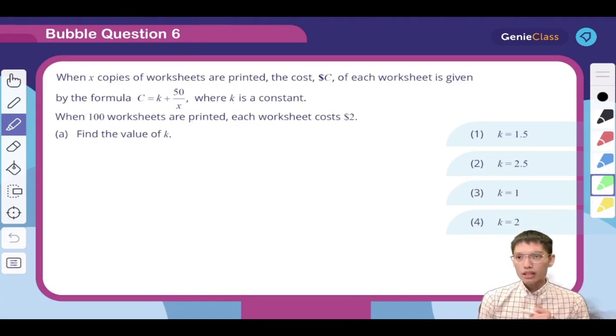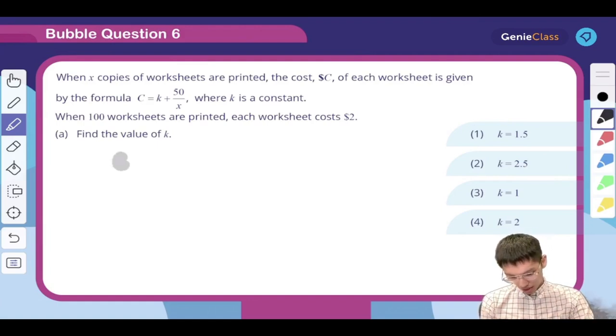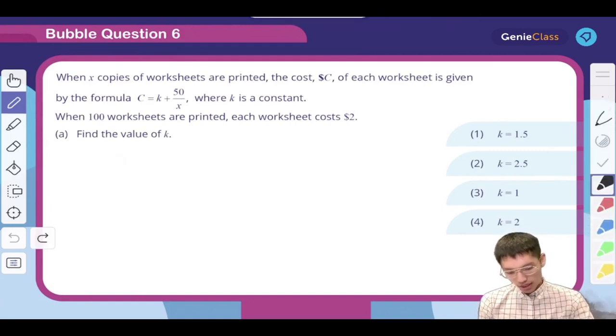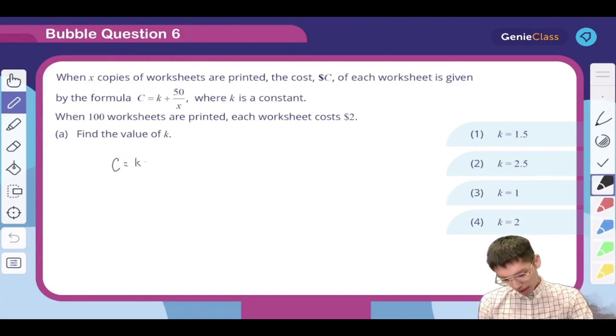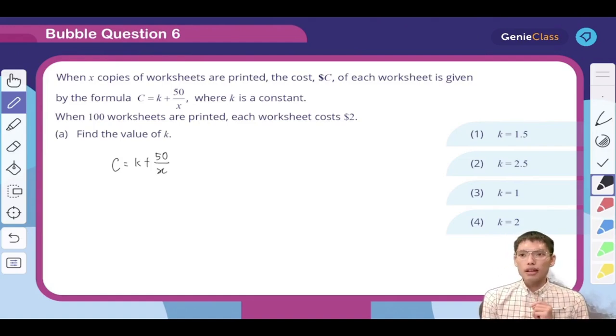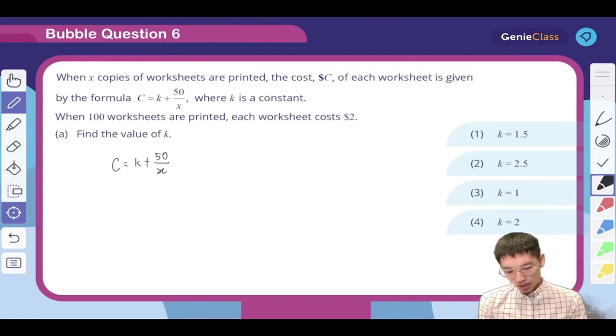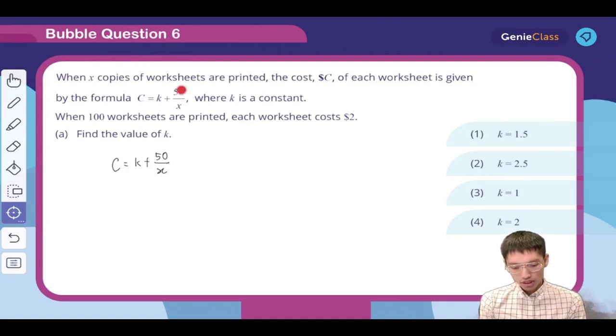Alright, so what is given to us first? We have the equation. Usually if equations are given, we write it out and see how it helps us. So in this case, I have C equals K plus 50 over X. Now they tell you something like this. Essentially, you realize all this information you cannot really sub in here because this information is just to give you this equation over here.